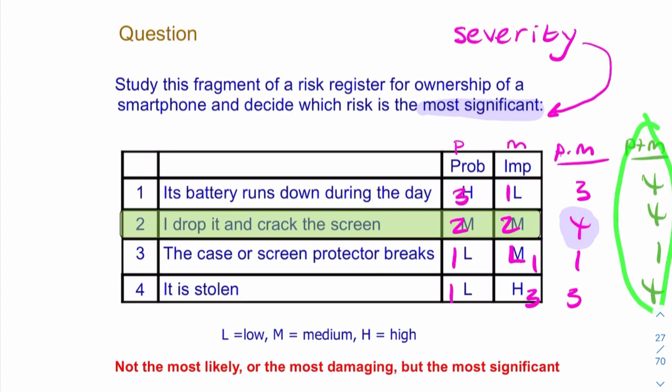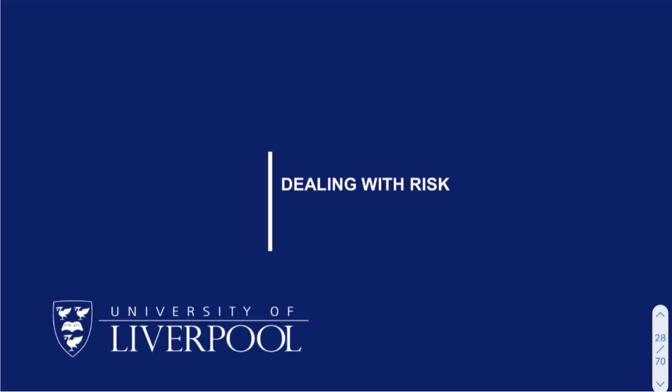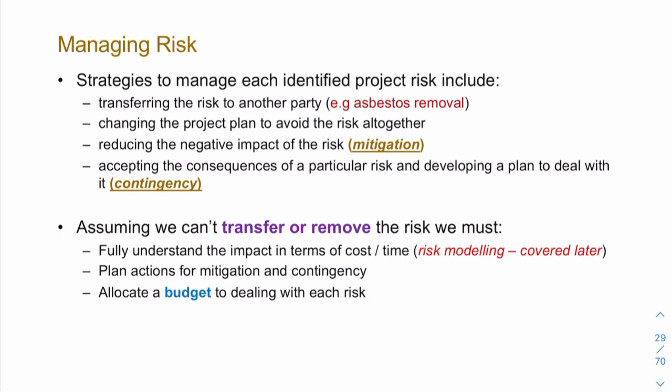Okay, so we said number one, identifying risk. Number two, quantifying and evaluating risk. Number three, prioritizing risk. Number four, dealing with it. So that's managing the risk. That's all the mitigation and contingency, remember?